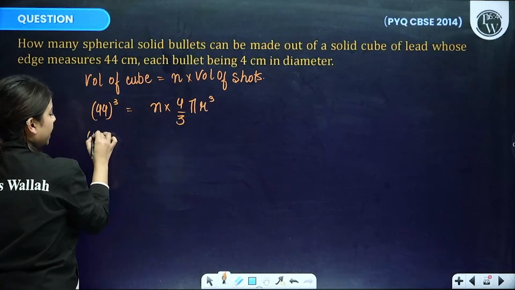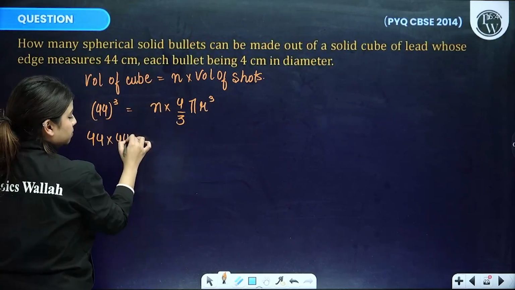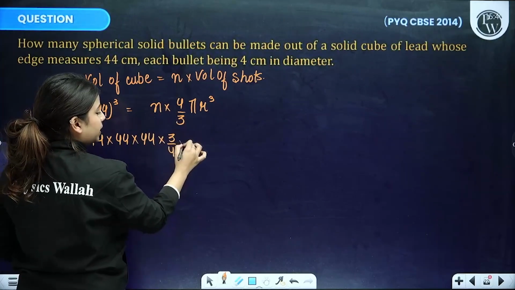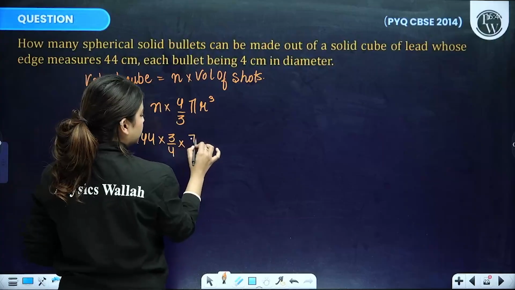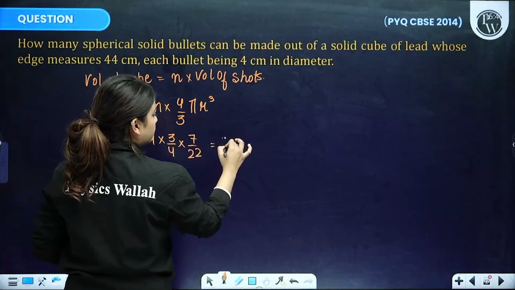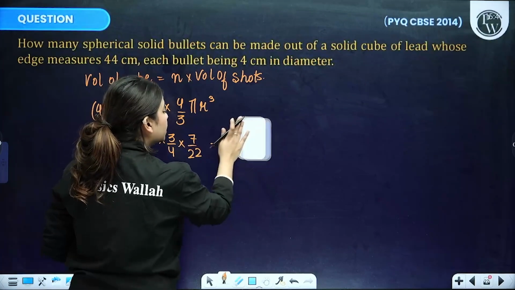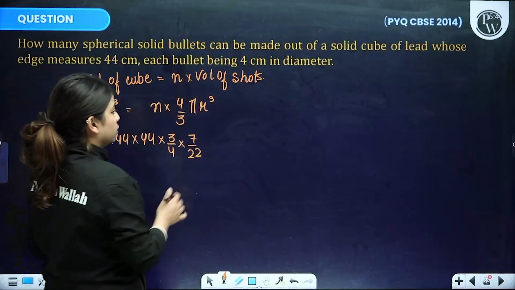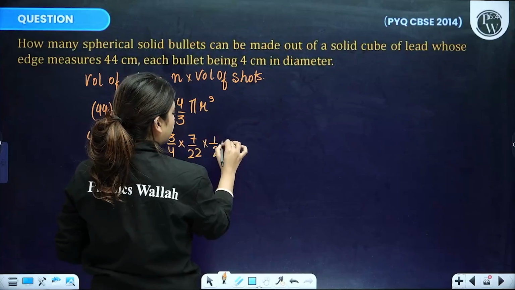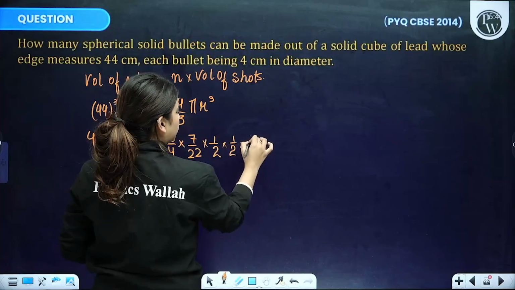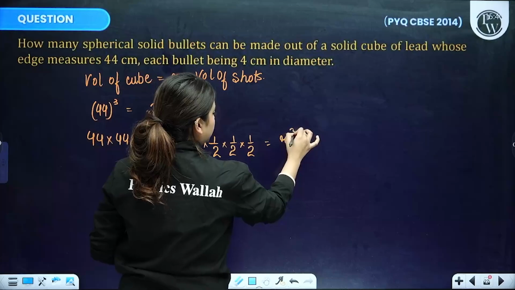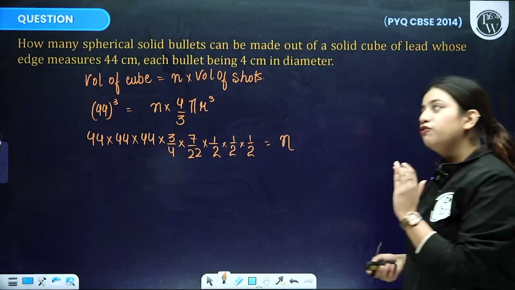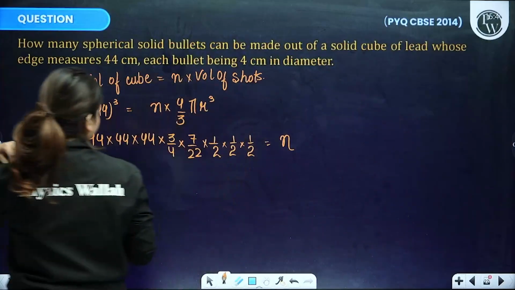Let's not multiply it. Let's just write it by multiplying like this. Let's bring this 3 by 4 over here. 22 by 7 when brought over here will become 7 by 22, and this will be equivalent to n into r cube, which is given to you. What is the radius? The diameter is 4, so the radius will be 2. So this will become 1 by 2 into 1 by 2 into 1 by 2 is equivalent to n. So we have just replaced the value, shifted everything to the left hand side and are calculating the n.